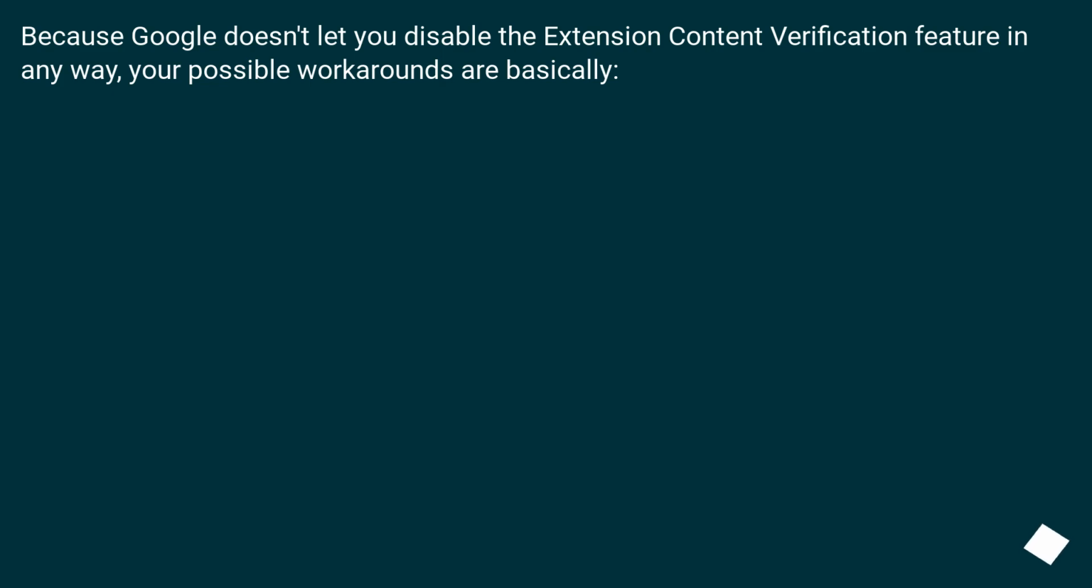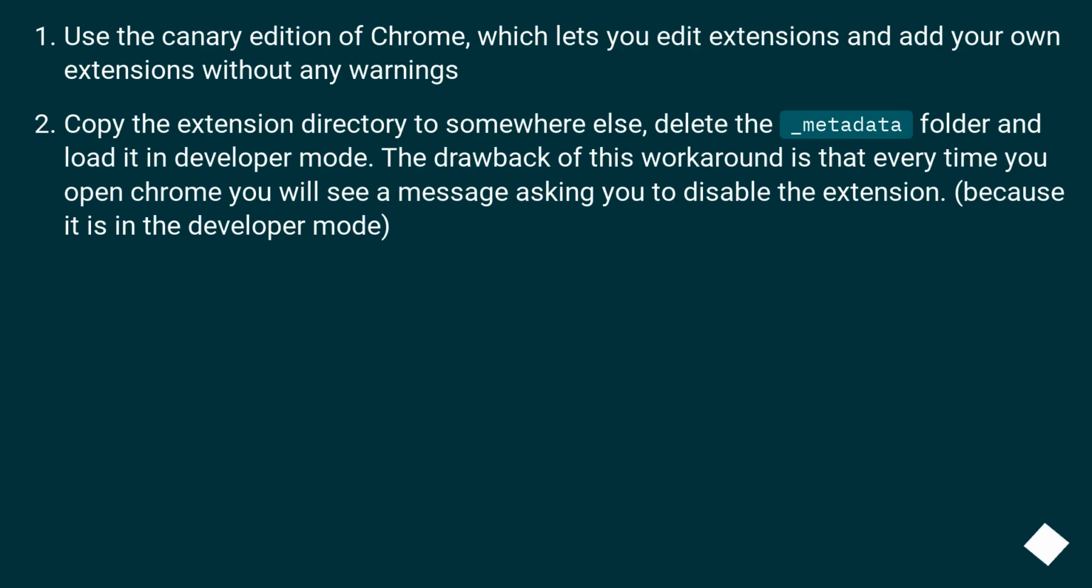Because Google doesn't let you disable the extension content verification feature in any way, your possible workarounds are basically these. Use the Canary edition of Chrome, which lets you edit extensions and add your own extensions without any warnings. Copy the extension directory to somewhere else, delete the underscore metadata folder and load it in developer mode. The drawback of this workaround is that every time you open Chrome you will see a message asking you to disable the extension, because it is in developer mode.